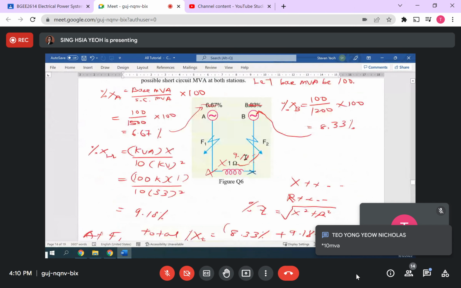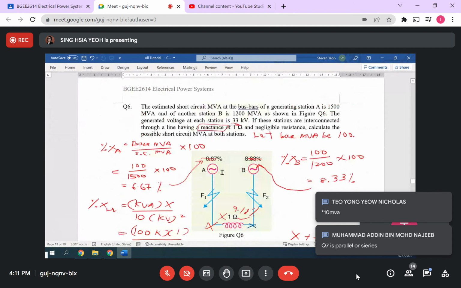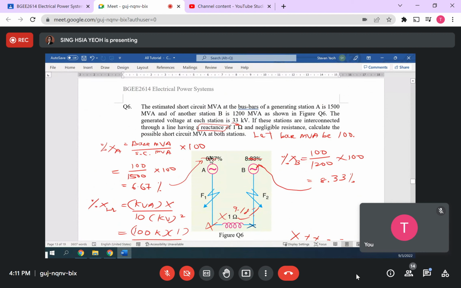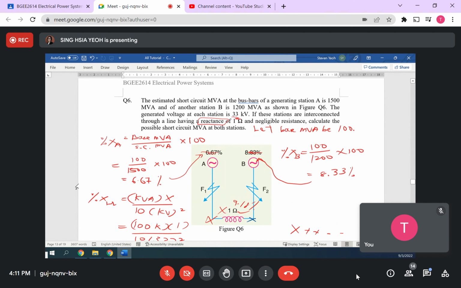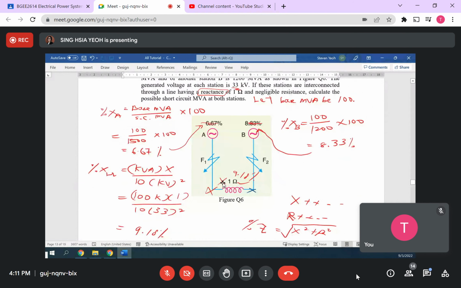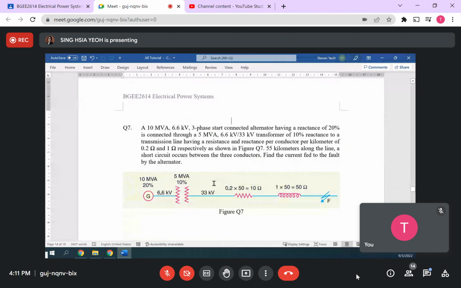This one, question 7, 6, I say a bit special is because normally we will give you the percentage of the component, which is the so-called OPU value. But this question is a bit special. They give you a MBA and ask you to find out what is their percent X and percent X B. So I say this is a bit special. Then MBA. Okay, then we look at question 7.